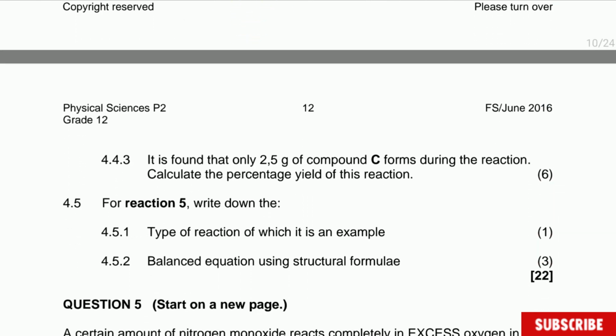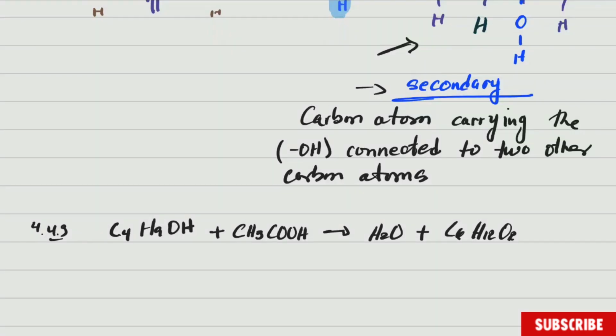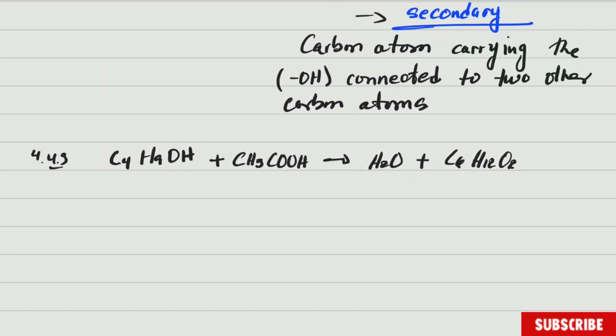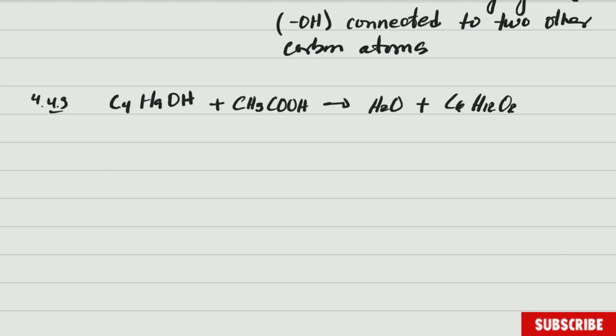Question 4.3. It is found that only 2.5 grams of compound C formed during the reaction. Calculate the percentage yield of the reaction. Quite a good calculation here. Okay guys, to answer this question we are going to do the reaction. We're going to see the chemical equation. You have that the alcohol is reacting with the carboxylic acid to form water and an ester, and the ratio, as you can see there, is 1 to 1 to 1 to 1. So everything is 1 there, and the ratio is quite important.